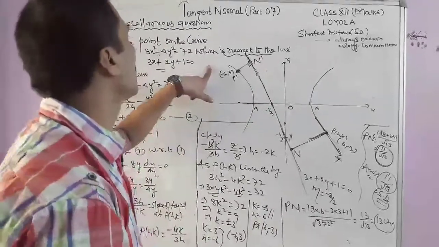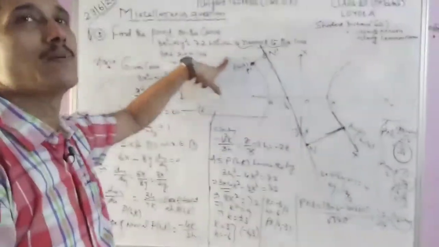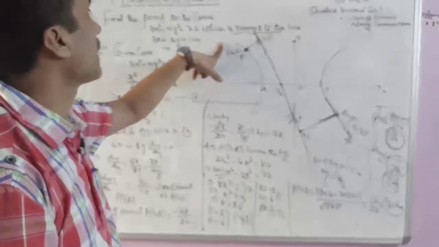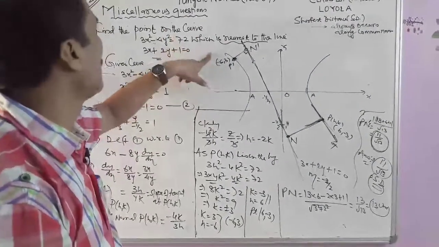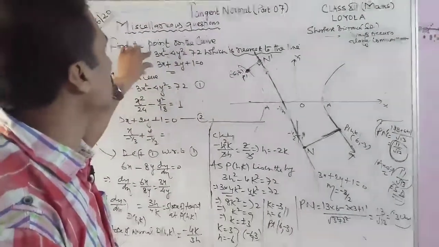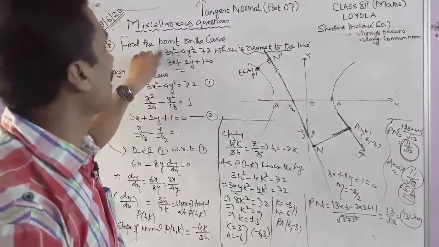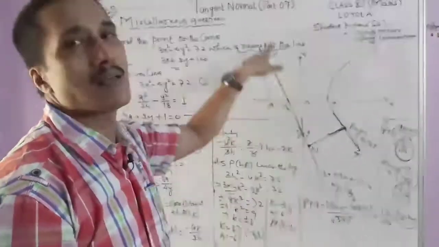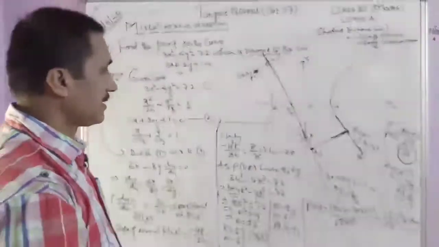In the previous question, the shortest distance was between two curves, one a parabola and the other a circle. Here the shortest distance is between a hyperbola and a straight line. That's it.